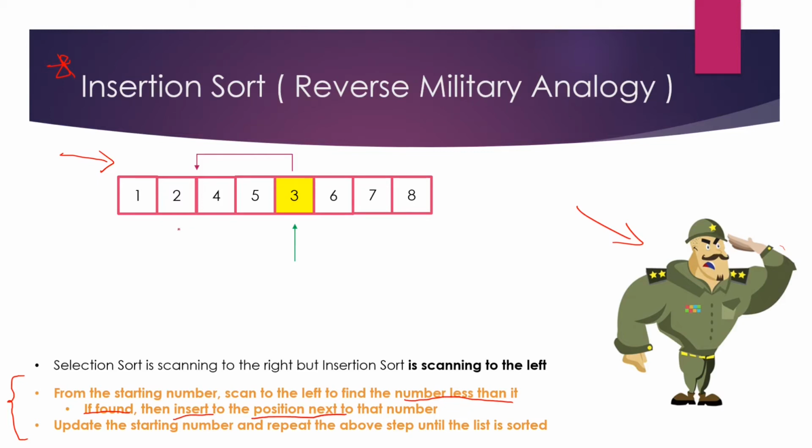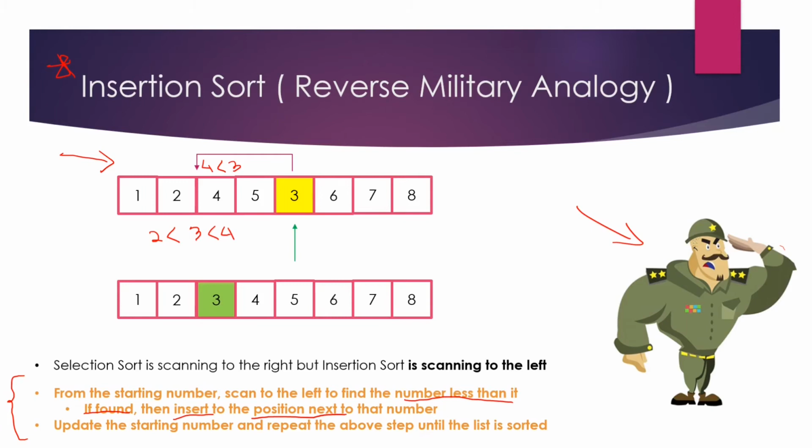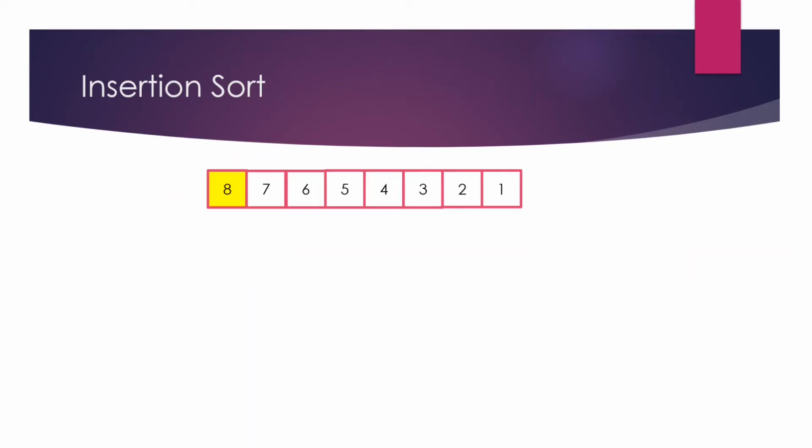And this makes sense because if you put number 3 right here, number 3 is gonna be greater than 2 and less than 4, which is in the valid range. But what happens if you put number 3 right here? It's not valid because 4 is greater than 3, and you cannot have something like this. It's an invalid range. After inserting, your list looks correct, and you're gonna update your starting number to the next one and repeat the algorithm until your list is sorted.